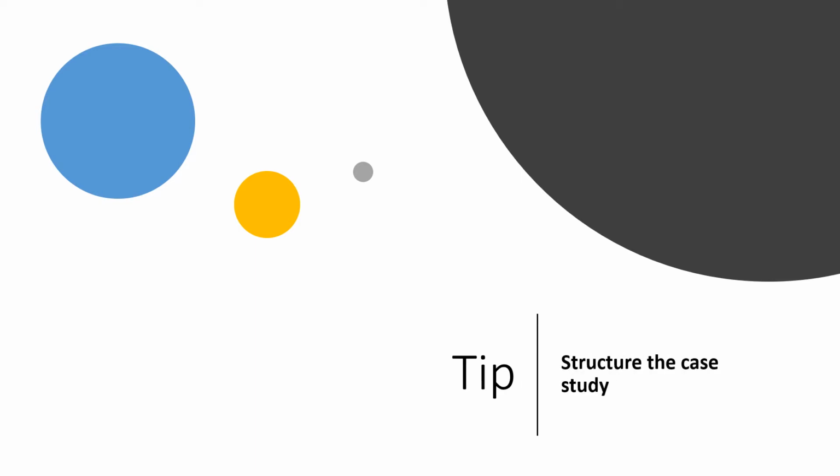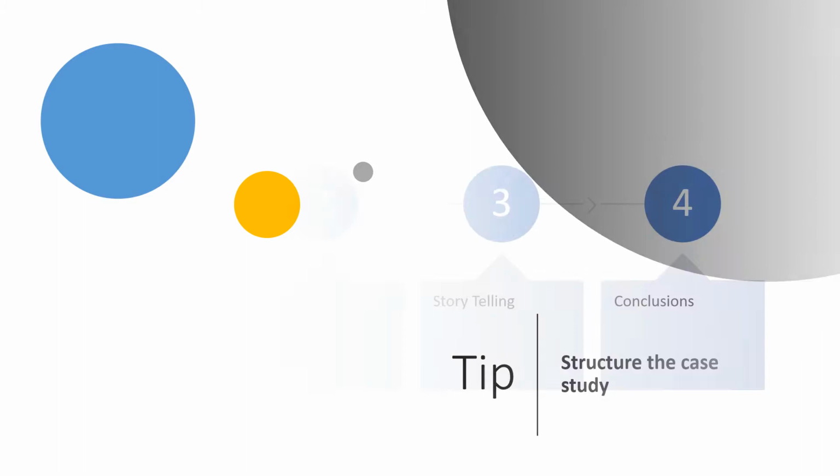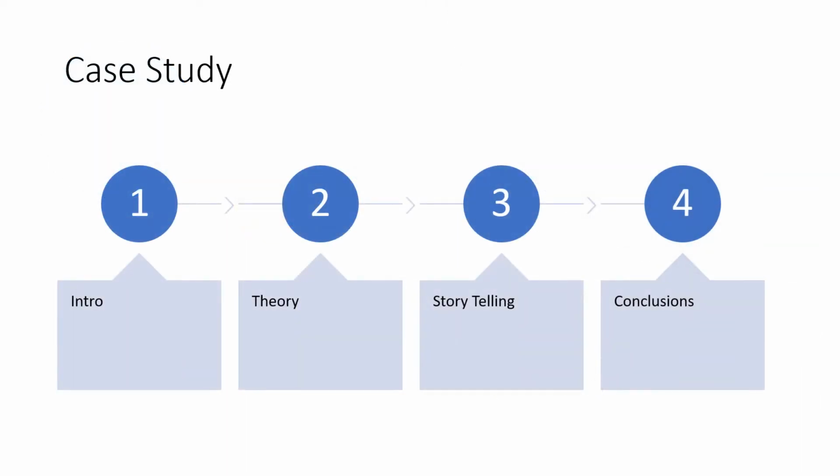The structure of the case study is pretty clear. What I suggest is creating a case study in 4 parts: an introduction, theory, storytelling, and conclusion. The introduction should be about 250 words and should give you the basic idea of what's going to go on in the case study and should allude to the theory.